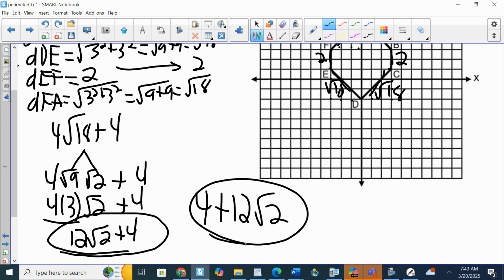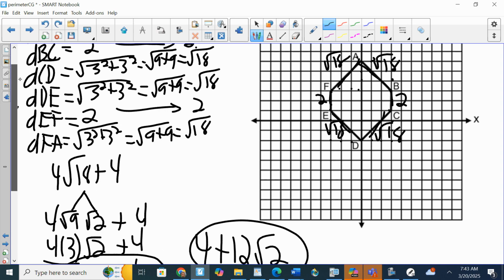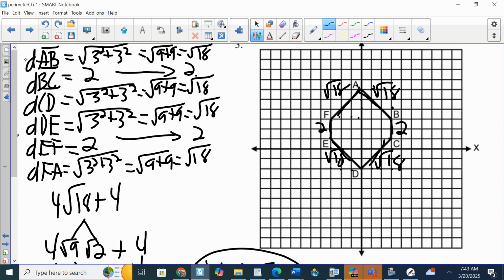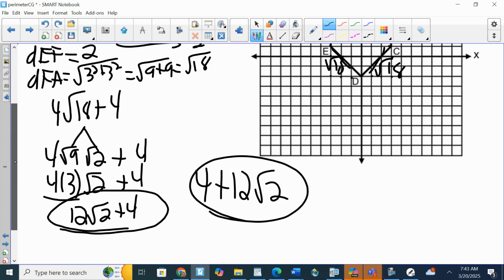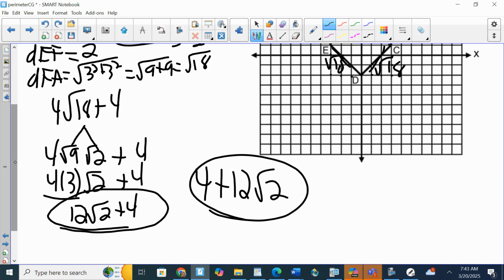That's it. To find the perimeter on the grid, find the distance of each side. If it's sloped, use distance formula. If it's not, you can just count the boxes. Once you have them, you add them together. And once you add them together, for simplest radical form, you reduce the radical. Combine what combines, don't what doesn't.